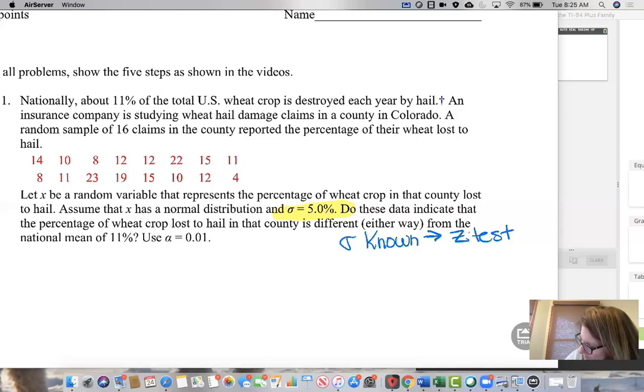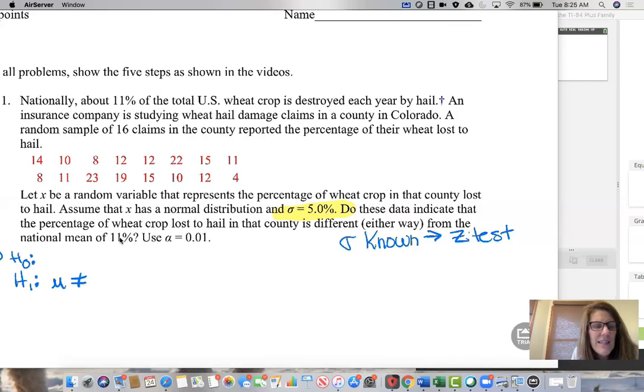Now let's set up the null and alternative here. When we look at the alternative, we ask: do these data indicate that the percentage of wheat crop lost to hail in the county is different either way? It doesn't say more than or less than, so that's determining our alternative. Since it says different either way, we know that's going to be not equal to.